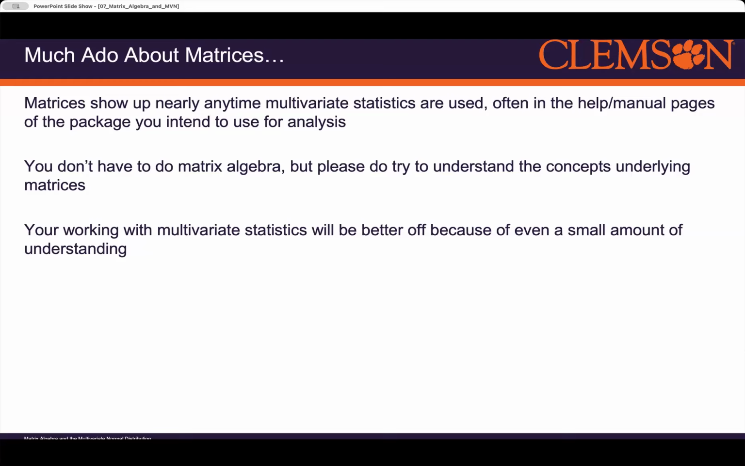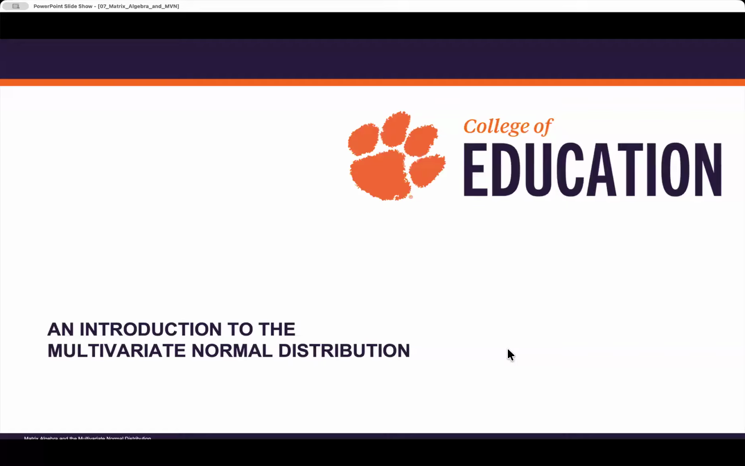Now, I'm not expecting you to do matrix algebra, particularly in this class, but I do want you to try to understand the concepts underlying those matrices. I think if you do, your work with multivariate statistics will be better. A small amount of understanding about how matrices work will go a long way in understanding how statistical methods work as well. Well, I told you that to tell you this.